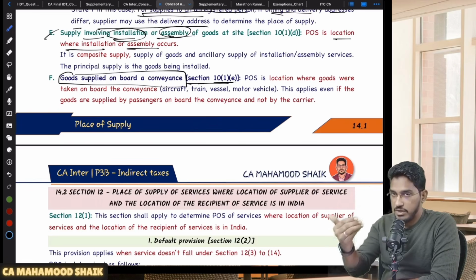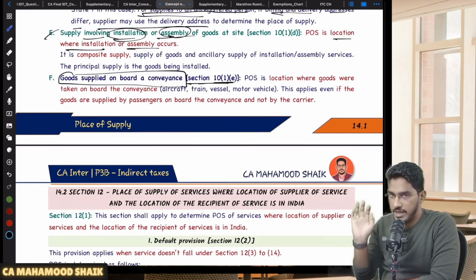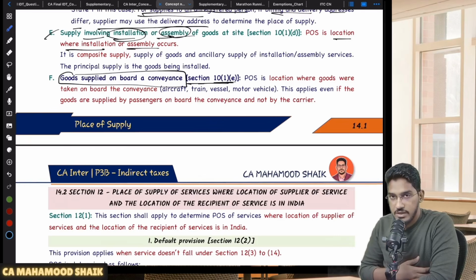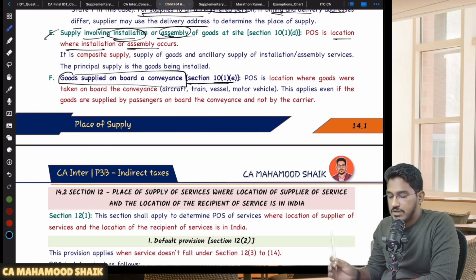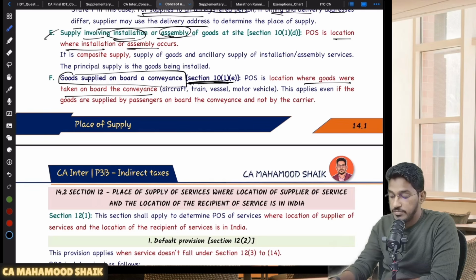So when I say supply of goods on board a conveyance, either that conveyance operator might be supplying it, or some passengers might be supplying the goods on board a conveyance. So what will be considered as place of supply? Here guidance has been given under 10 subsection 1 clause E, which says that the location where the goods were taken on board the conveyance will be considered as place of supply.